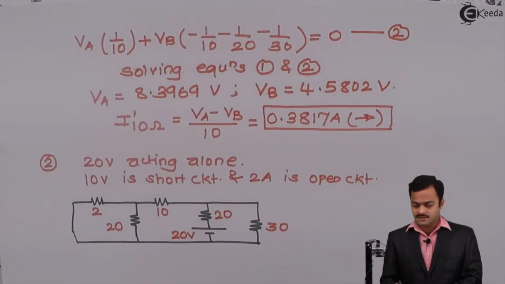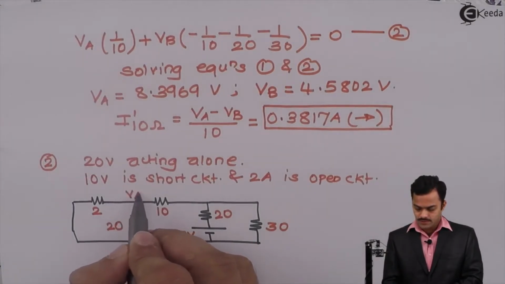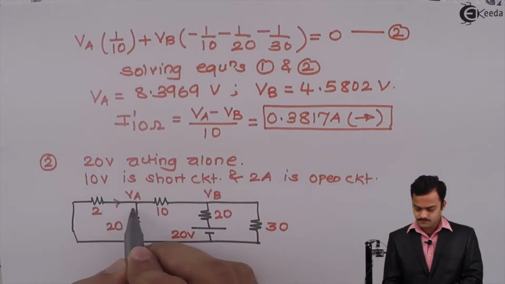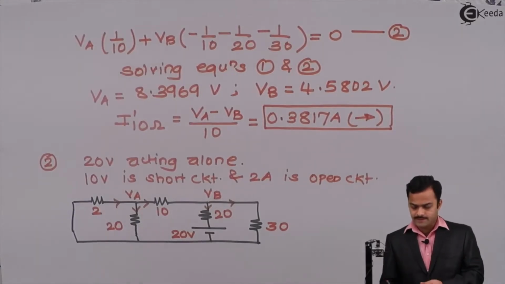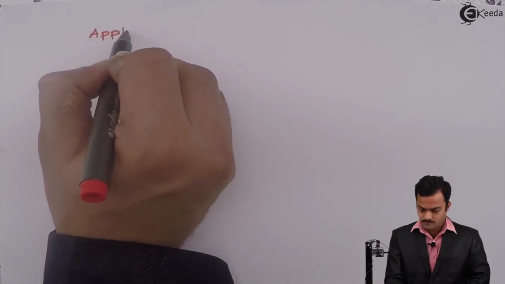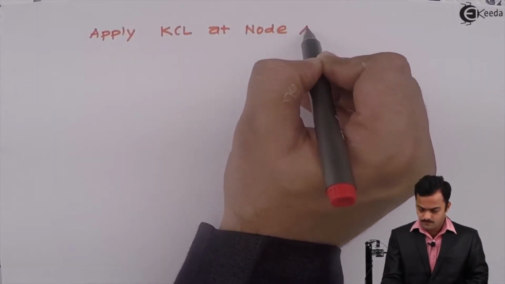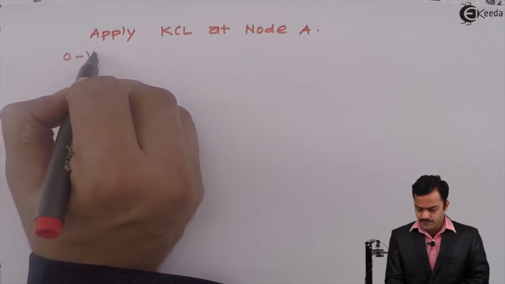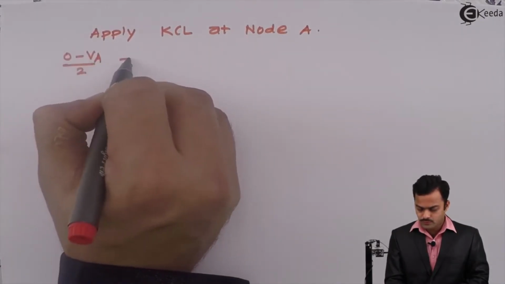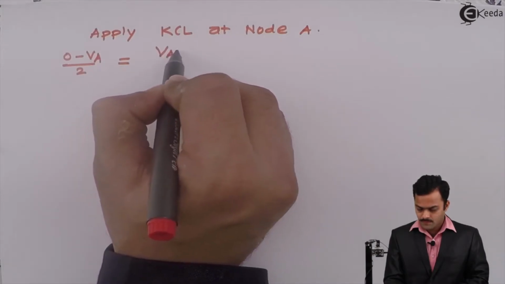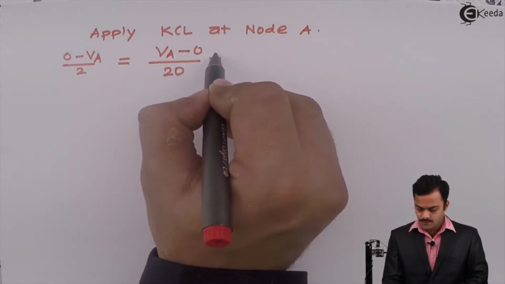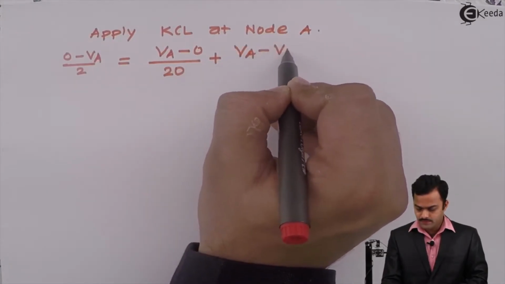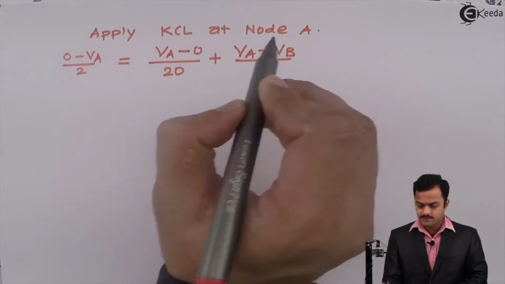Again, I will solve this particular part of a circuit through nodal analysis. So same concept. So let's apply KCL at node A. So it is 0 minus VA divided by 2 equals VA minus 0 divided by 20 plus VA minus VB divided by 10.